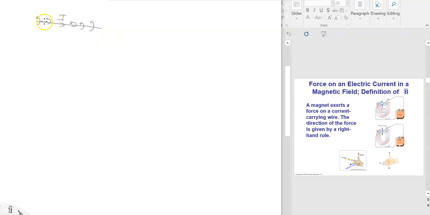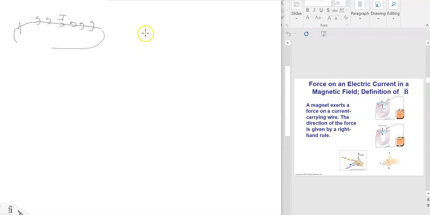Now here we have a conductor. It's connected to a battery like this, so this end also goes to the battery. Here we have a conductor. It creates its own magnetic field. Now we take this conductor and place it in an external magnetic field, meaning somebody else's magnetic field.